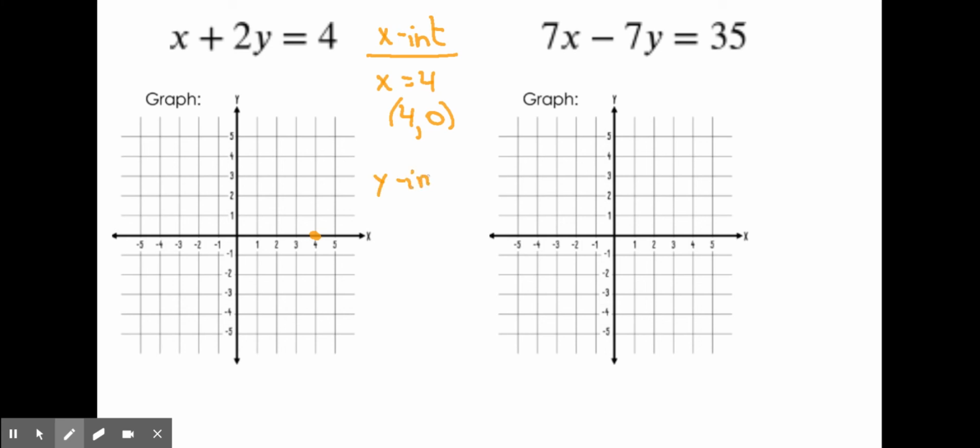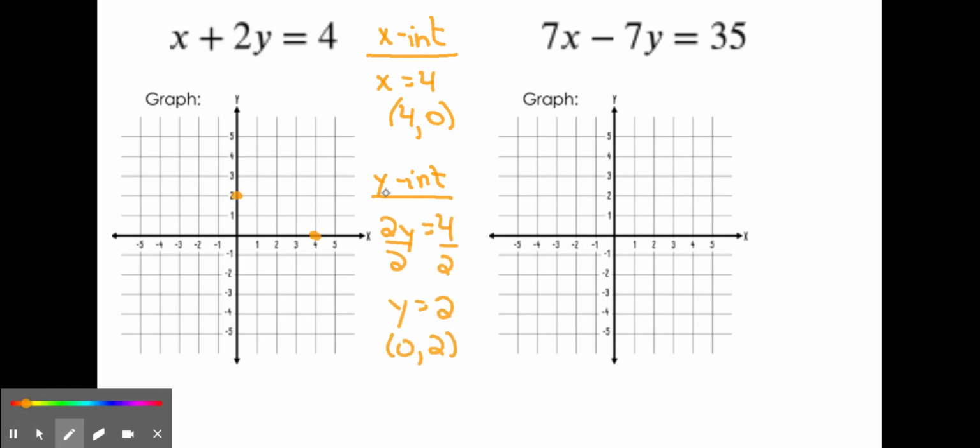And then next, I want you to find the y-intercept of this line. For the y-intercept, x is 0, so I get 2y equals 4. Divide both sides by 2, and the y-intercept is 2. So the y-intercept is 2, the x-intercept is 4. Draw a line through those points, and that is the graph of this equation. Let's do one more, okay?